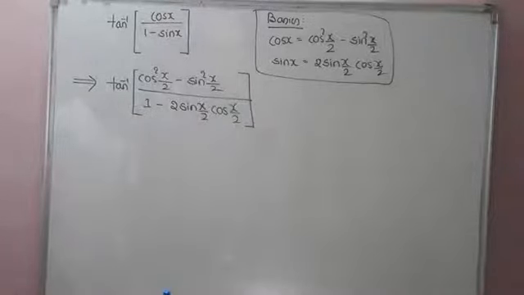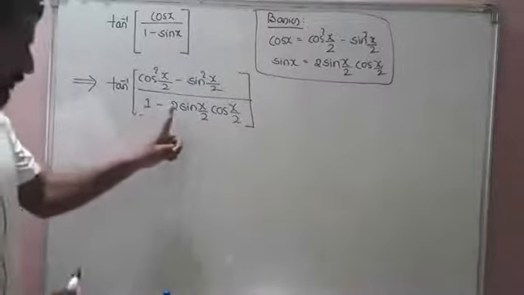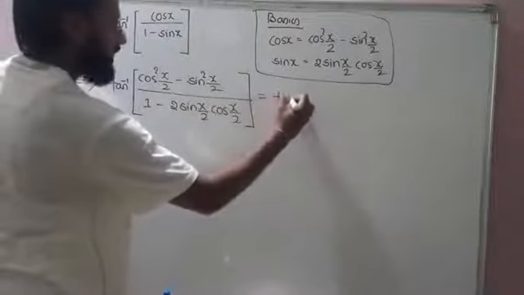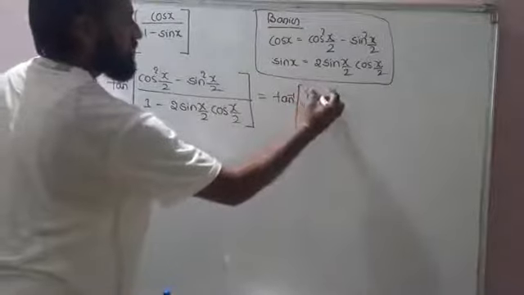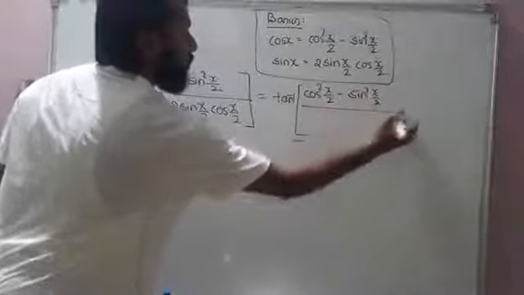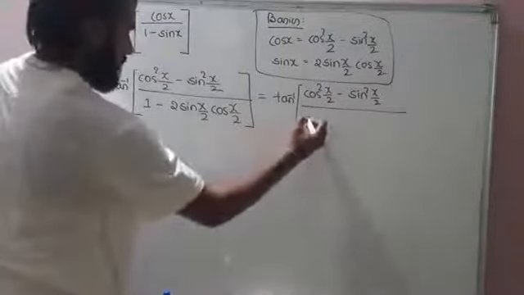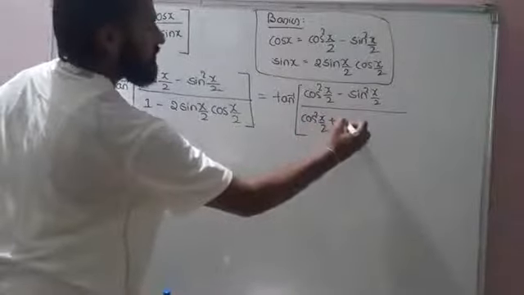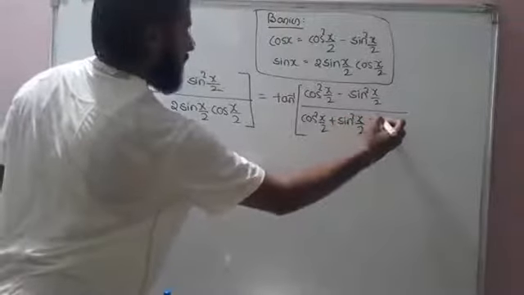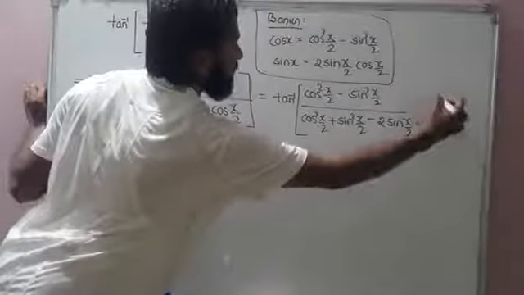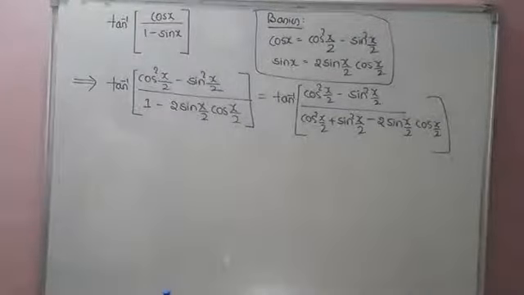Well, if I see the question and see the denominator, I have 1 minus 2 sin x by 2 cos x by 2. I think if I write this one like this, that is cos square x by 2 minus sin square x by 2 whole divided by, let me write this as cos square x by 2 plus sin square x by 2 minus 2 sin x by 2 and cos x by 2. Just observe my dear friends what the change I have done.